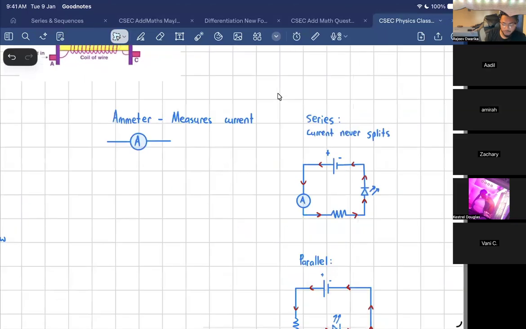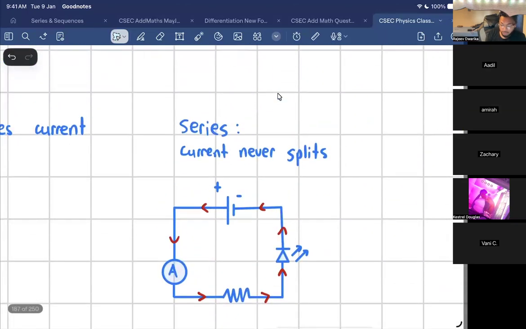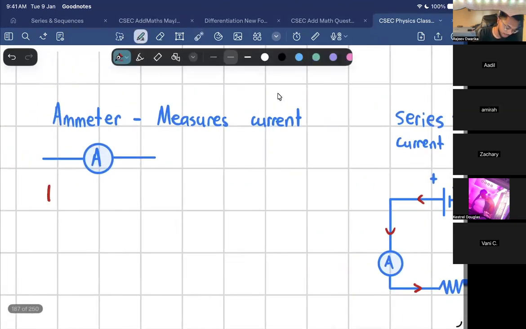Right, cool. So long story short, when we measure current using an ammeter, I must place the ammeter in what in the circuit? How am I placing the ammeter, guys? In series. Right. If I'm measuring current, I need to hook up the ammeter in series. Connected in series.